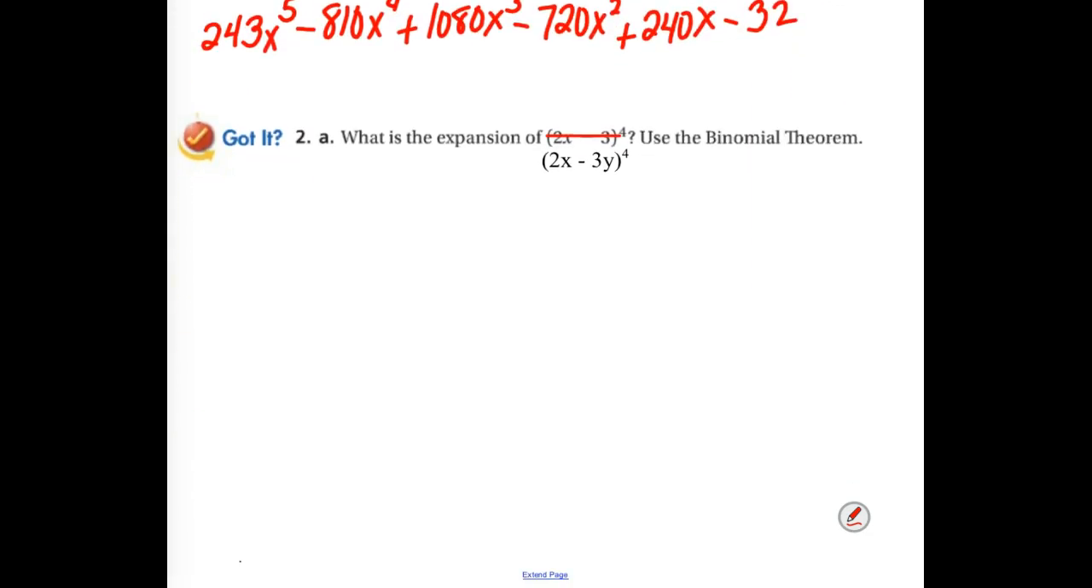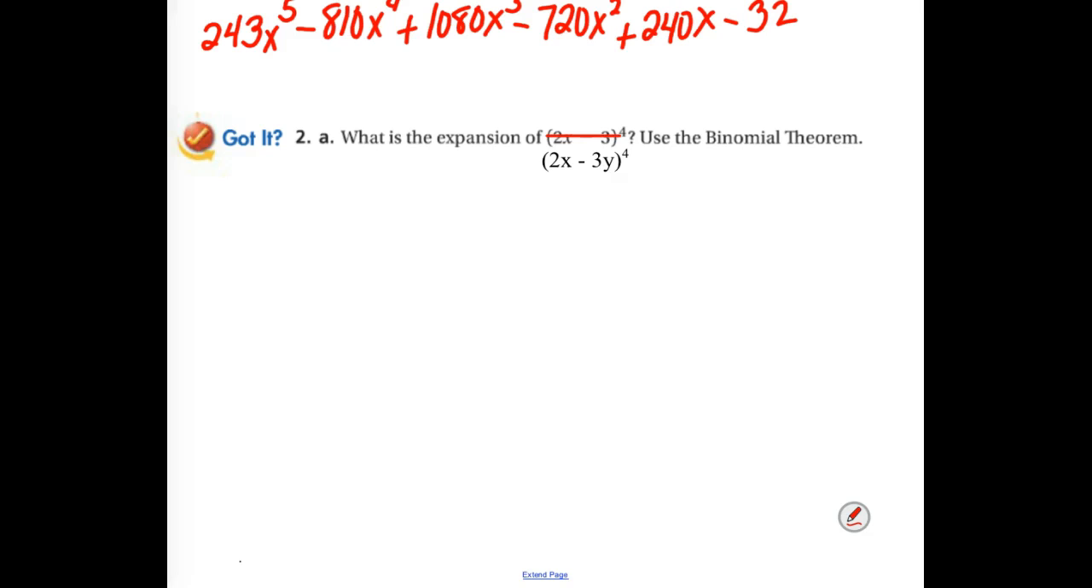All right. Our last one. I did make one little change. I want you to put a little y on the end with that 3. We're going to get this started, and then I'm going to give you a chance to try it on your own.